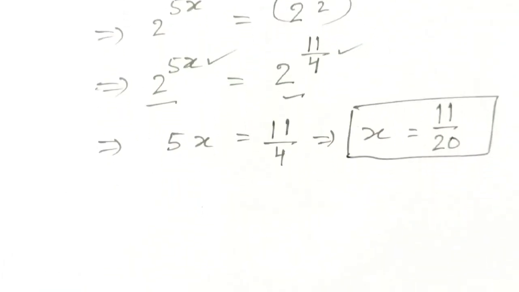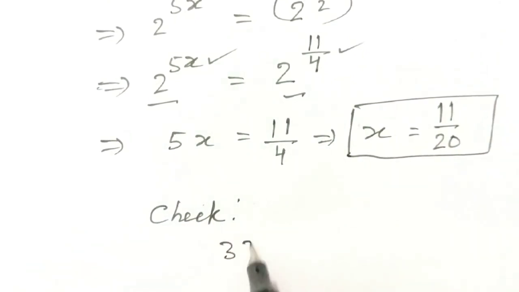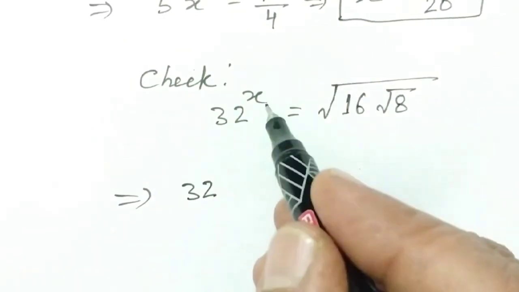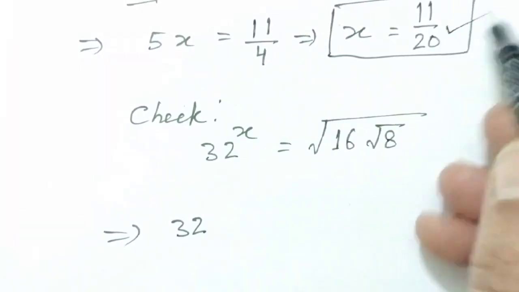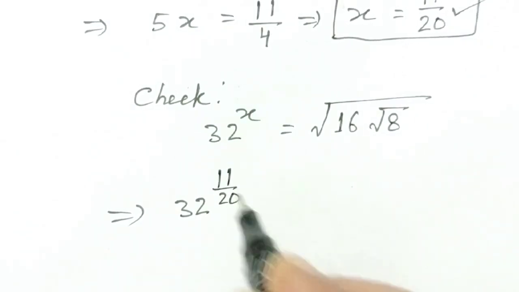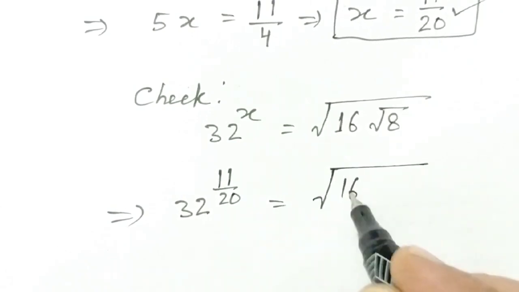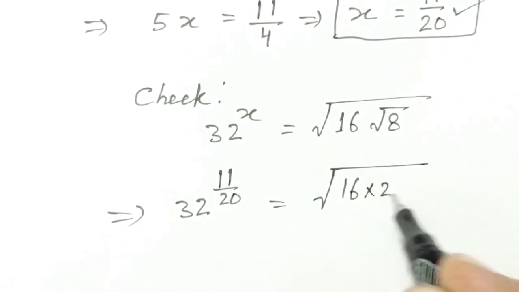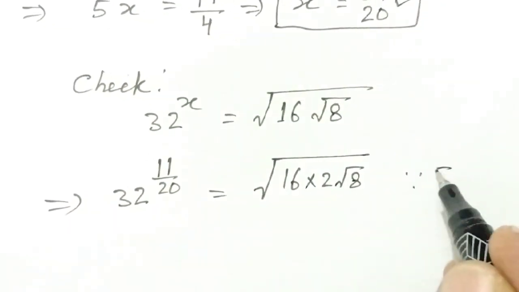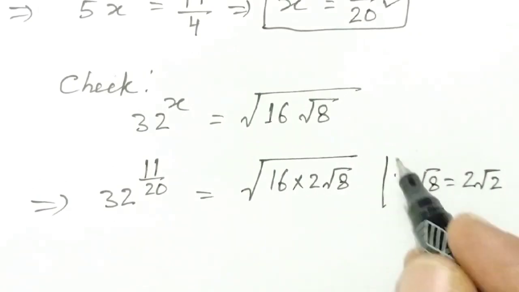Fine. If we check 32 to the power x, x is equal to this, 11 over 20, right, is equal to square root of 16 into square root of 8, right, because square root of 8 is equal to 2 square root of 2, fine.